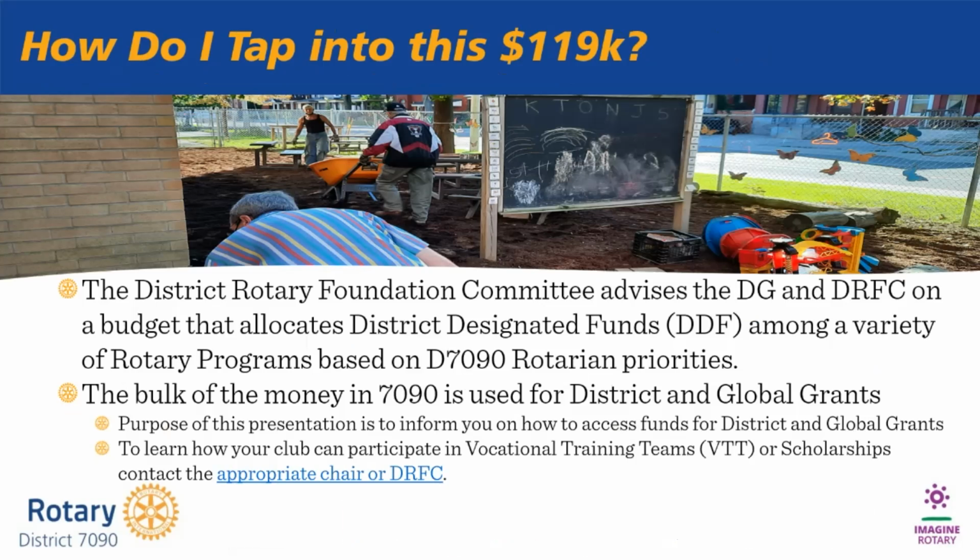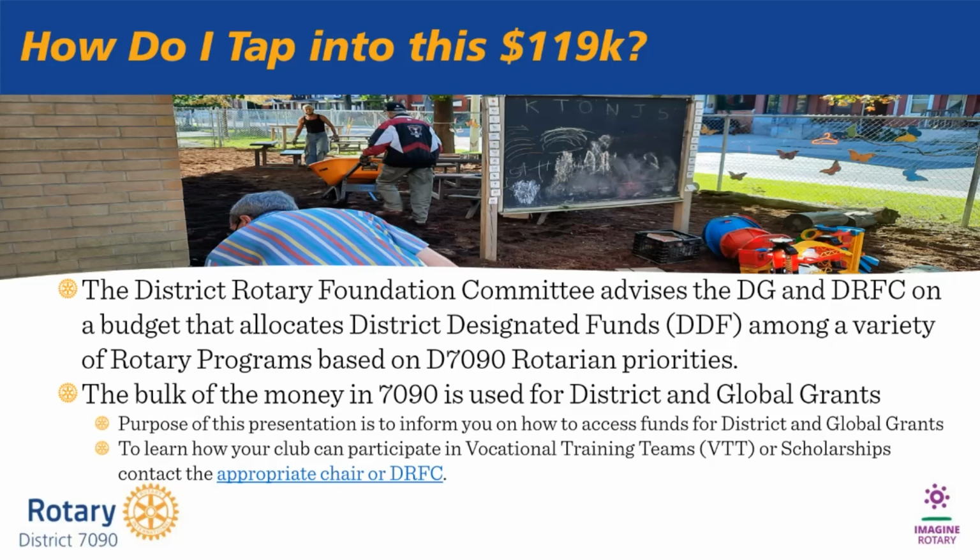Okay, so most importantly, how do I tap into this $119,000, right? So the District Rotary Foundation Committee will advise the district governor and the District Rotary Foundation chair on a budget that allocates district designated funds among a variety of Rotary programs based on Rotarian priorities. Like I mentioned earlier, the bulk of the money that we use typically goes to district and global grants.